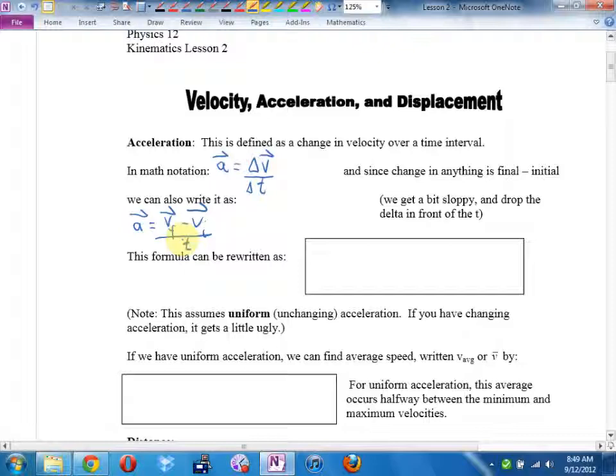If I want to, I can rewrite this formula. I can get the V final by itself. I can multiply by t and add the VI over. This is the one that's on your formula sheet. This is the one that you probably remember from last year. VF equals VI plus AT.